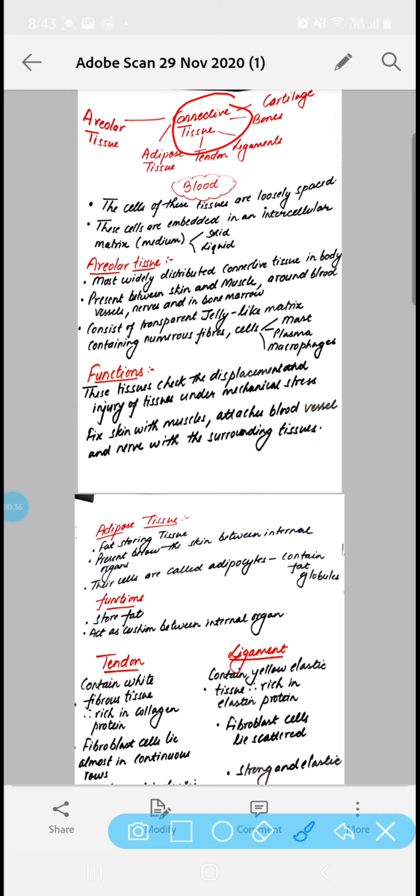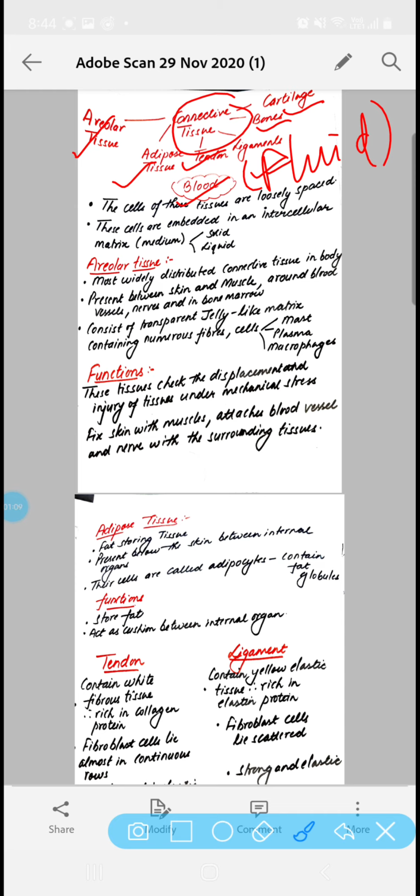So this connective tissue is divided into different types, that is areolar tissue, adipose tissue, tendon, ligaments, bones, cartilage and blood. I have written blood on another side because blood is different from all other connective tissue as it is the fluid connective tissue. It is the connective tissue that is present in the form of liquid. We can say it can flow.